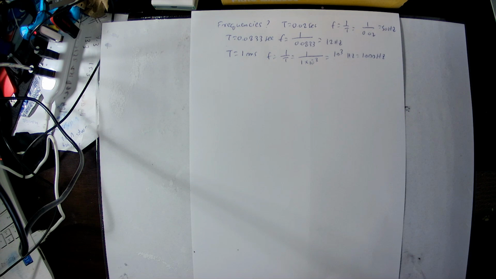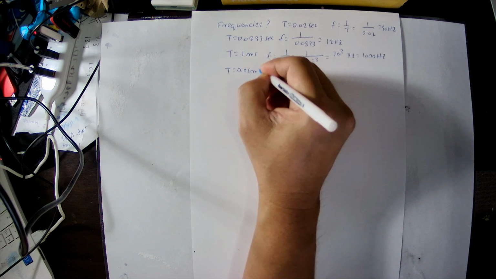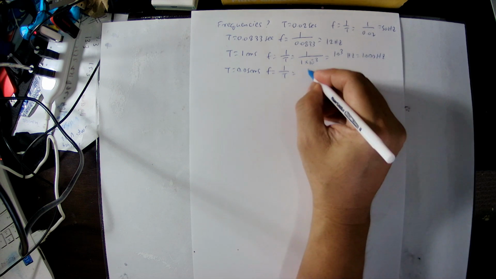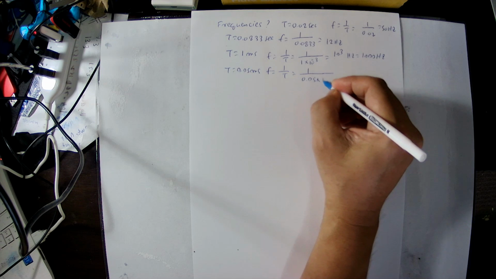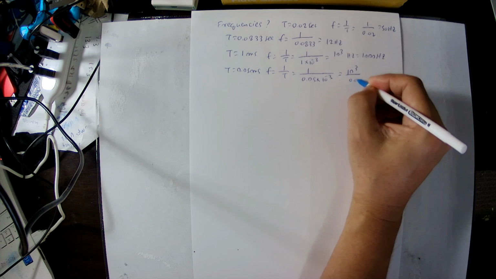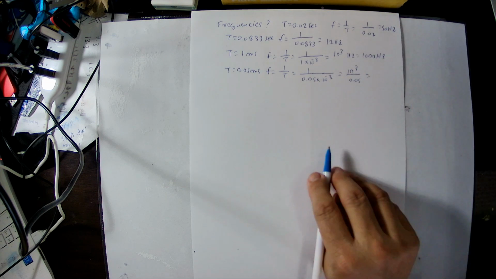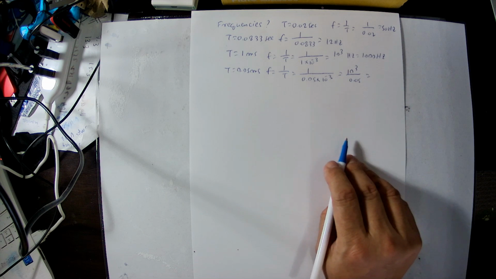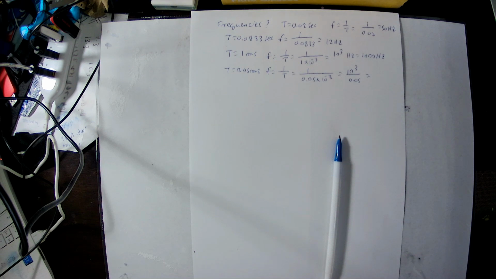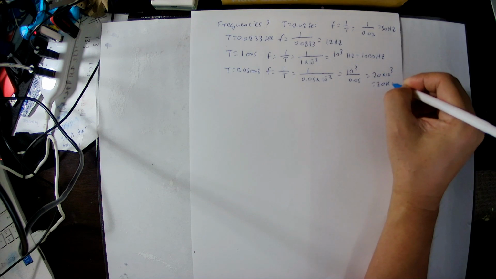Then we also need to calculate for 0.05 millisecond. The frequency can be calculated as 1 by T. So 1 divided by 0.05 into milli, which is 10 power minus 3. So this is 10 power 3 divided by 0.05. So that will be 1 divided by 0.05 into 10 power 3. So that will be 20 into 10 power 3, so 20 kilohertz.